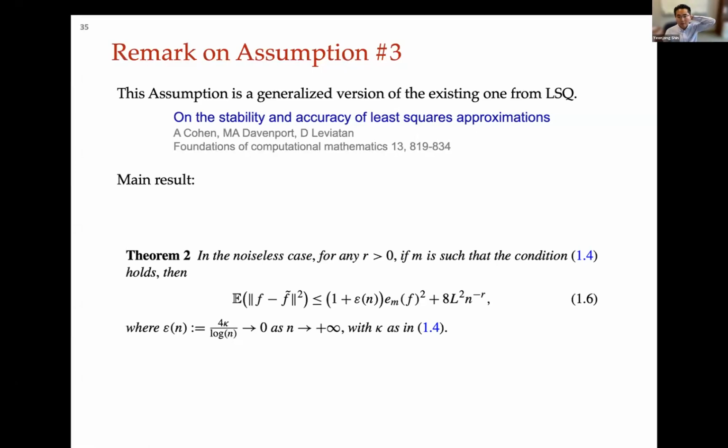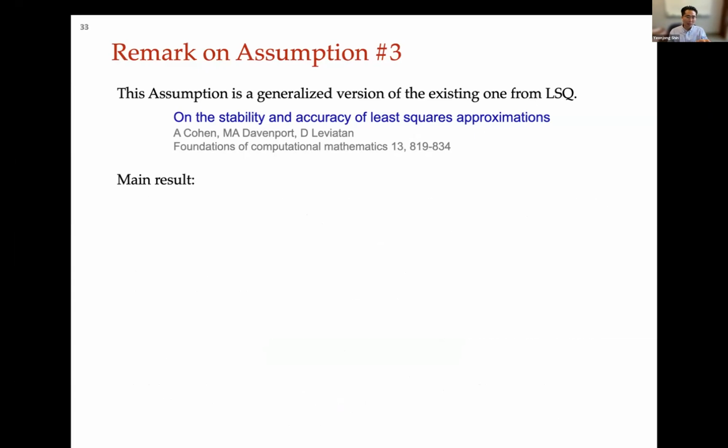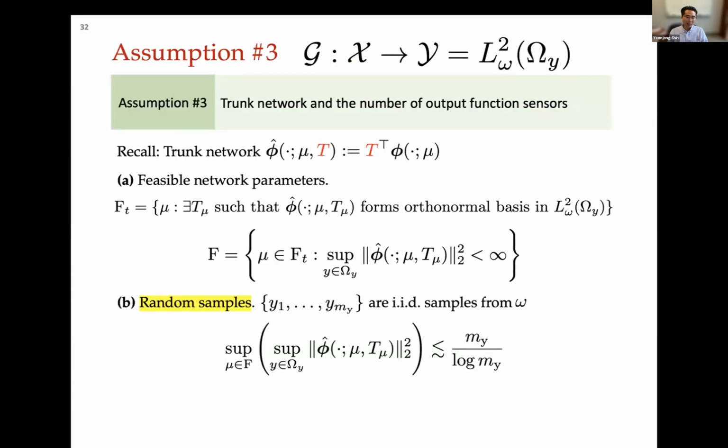So this provides us a way to control the generalization error over the trunk network. That is one of the core ideas we rely on, and with it we generalize these conditions over the neural network space. That's why we have this kind of condition.